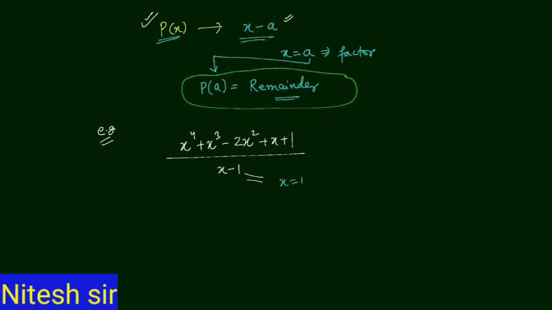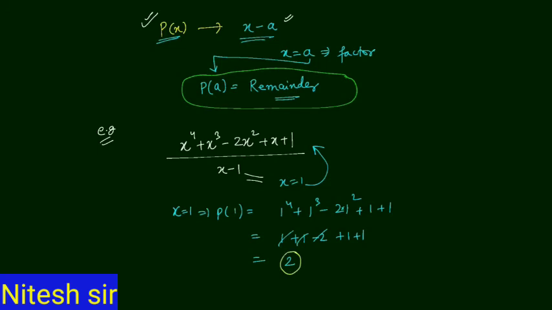By using the remainder theorem. Since x − 1 is there, we put x = 1, because we need to find the zero of the divisor: x − 1 = 0, so x = 1. Now we need to find p(1). So 1⁴ + 1³ − 2 × 1² + 1 + 1, that is 1 + 1 − 2 + 1 + 1. These cancel, so we are getting 2 as the remainder.